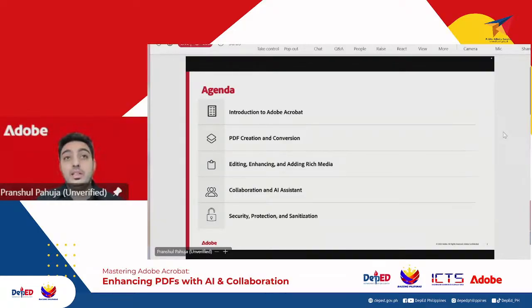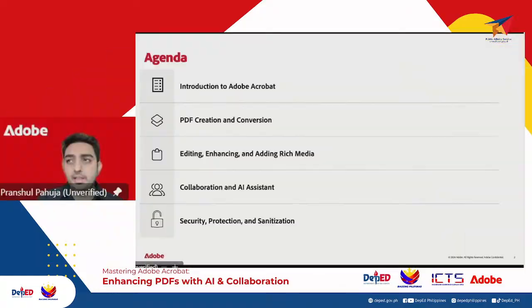We'll look at how you can create PDFs using Adobe Acrobat, how you can convert from different document formats to this one. Then we'll look at, okay, I already have a PDF. Now I want to edit the content in the PDF. I want to enhance my PDFs. I might want to place some watermarks on the PDF. I might want to add some rich media. How do I do that?